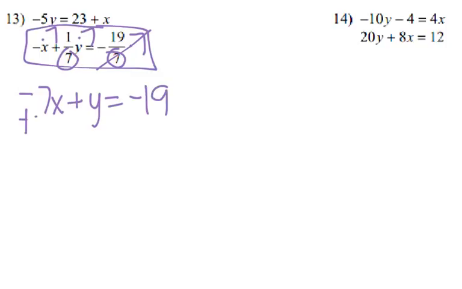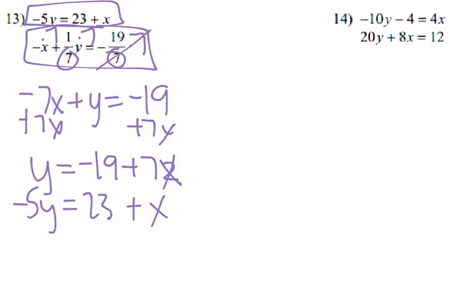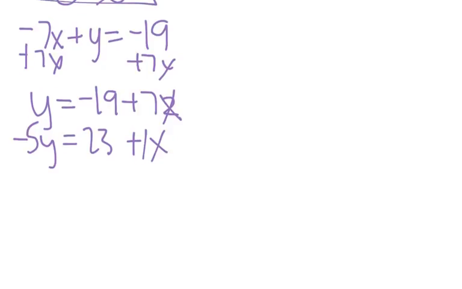Okay, then I need to add the 7x. So we end up with y equals negative 19 plus 7x. That's an x. Then I can rewrite this one below it. Negative 5y equals 23 plus x. And it doesn't matter what you have above or below, as long as you have them lined up. So now we want to probably get this y to be a 5. So we need to multiply everything by 5.